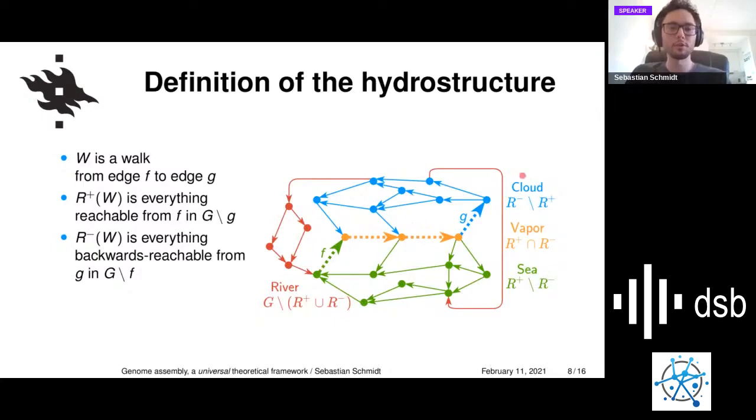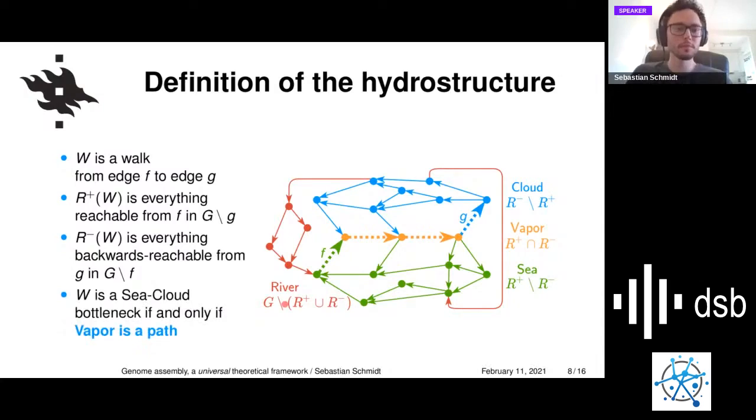And now we define our four sets. The cloud is R minus without R plus. The C is R plus without R minus. The vapor is R plus and R minus, the cut set. And the river is everything else. And now, just by this definition, we get our property that our W is a C-cloud bottleneck if and only if the vapor is a path.